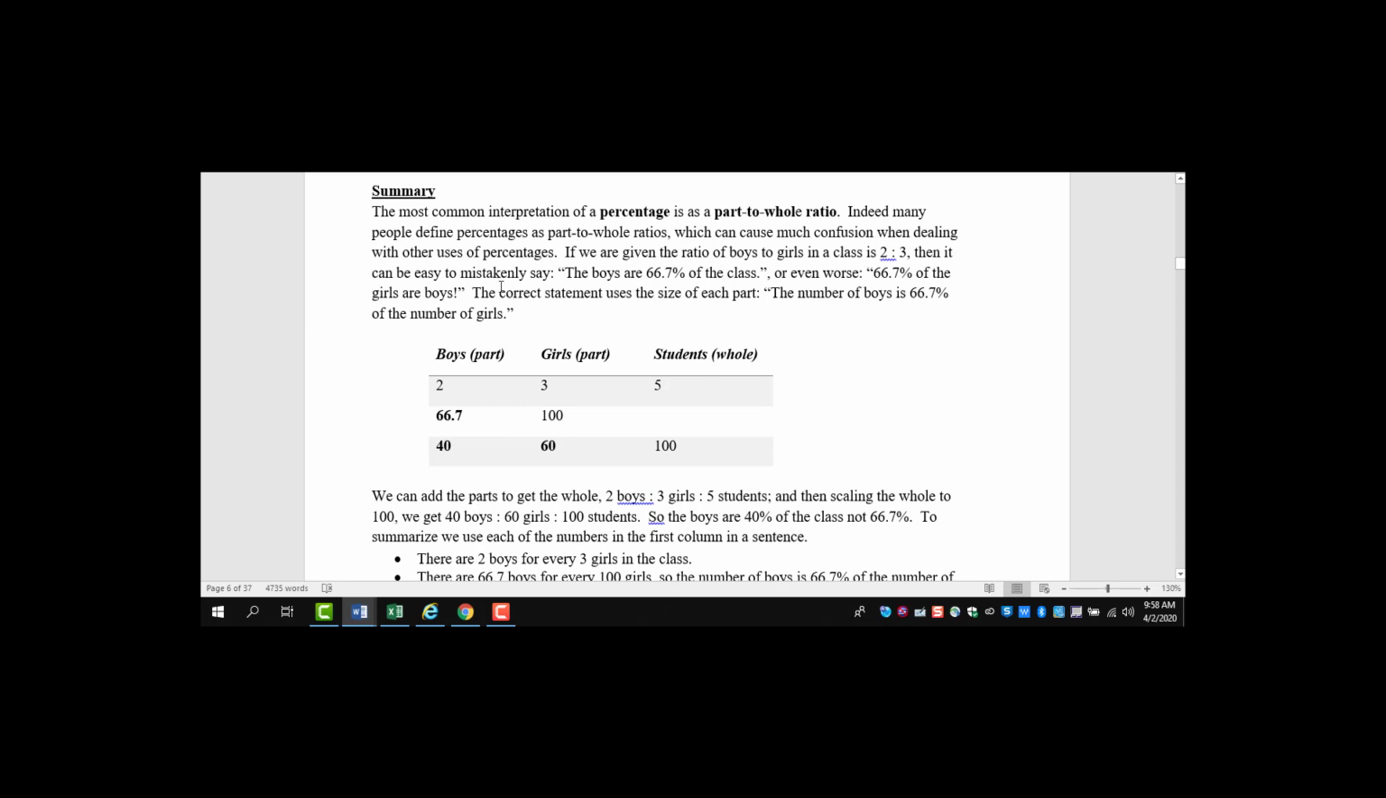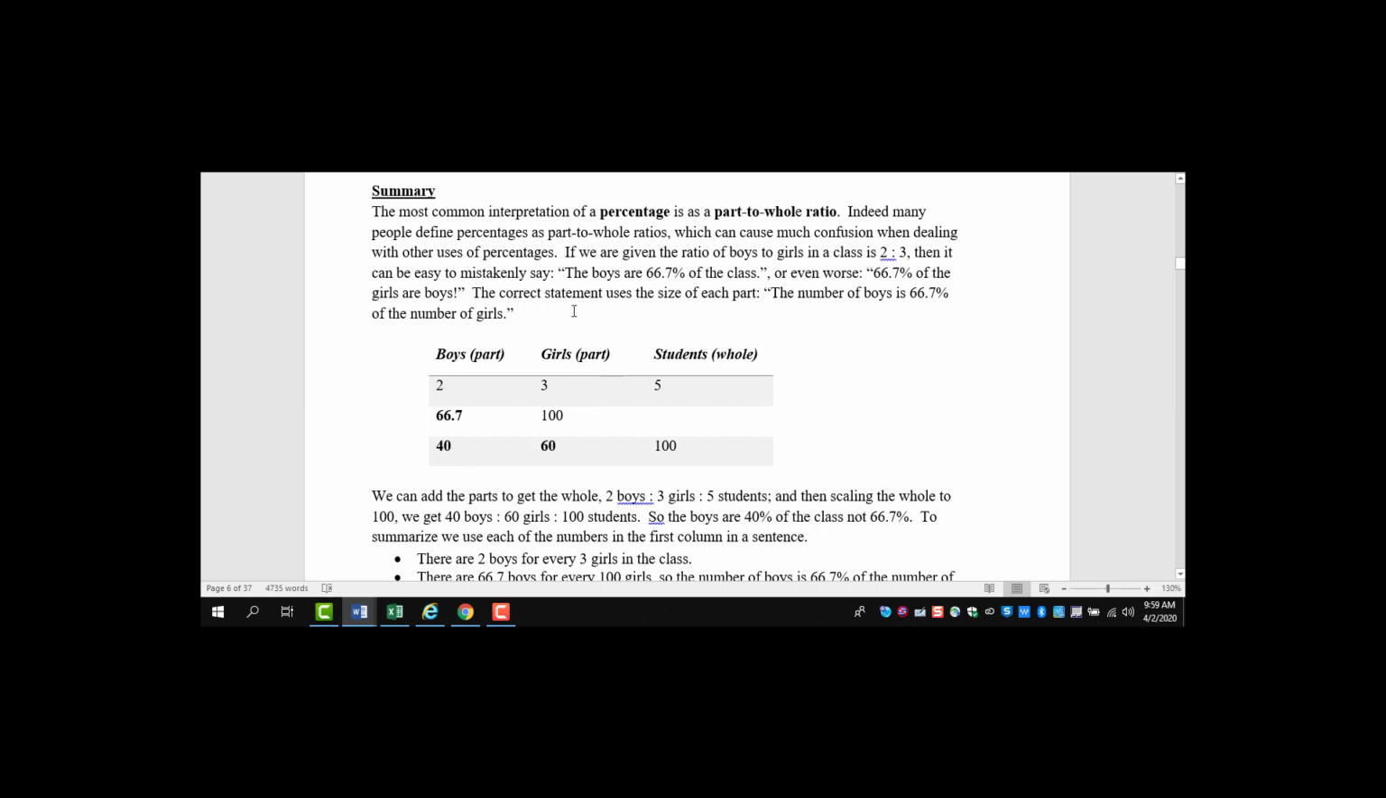So these are part-to-part ratios, part-to-part and part-to-whole. The most common interpretation of a percentage is a part-to-whole ratio. Like, for instance, you spend 17% of your monthly budget on your car. The monthly budget would be a whole, and your car would be a part. In fact, many people define percentages as part to whole, which can cause confusion when dealing with other percentages. These percentages here, we're going to do part to part and make part to whole and see the difference.